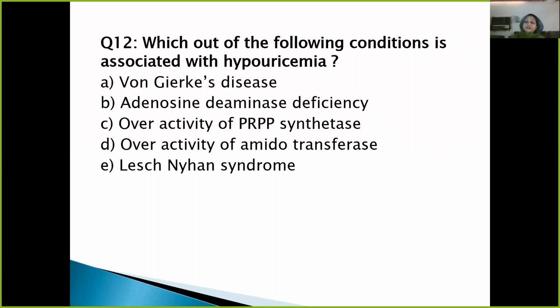Von Gierke's disease is associated with hyperuricemia, not with hypouricemia.